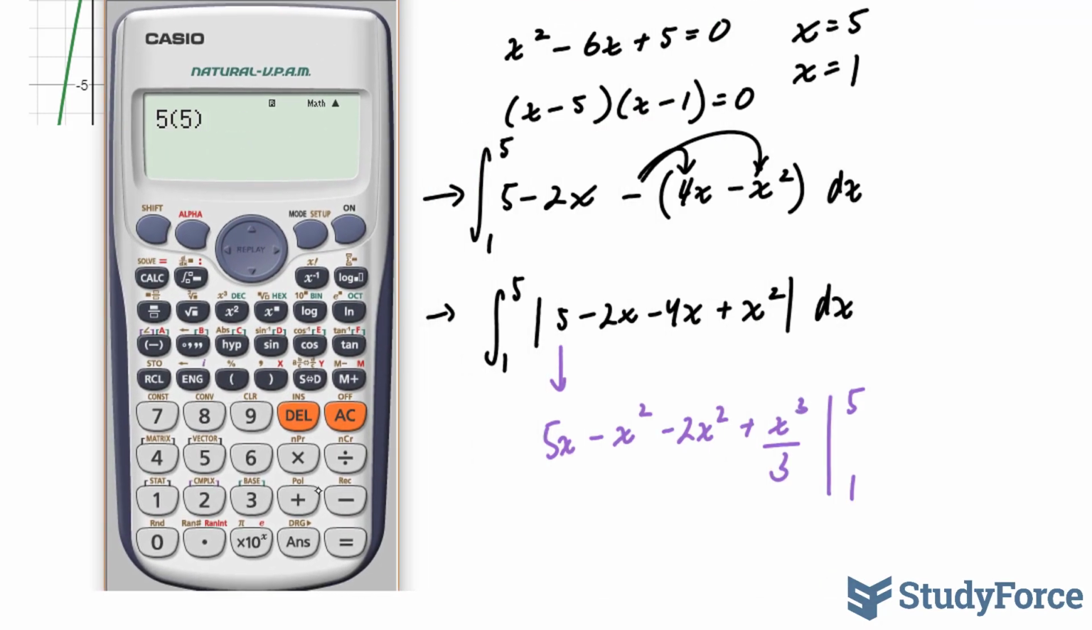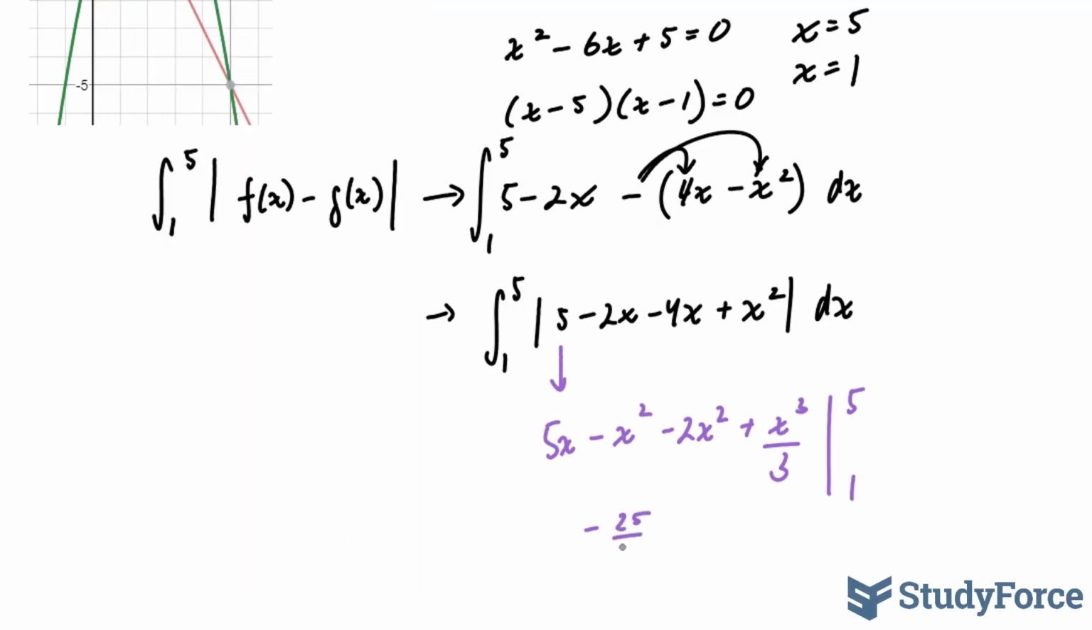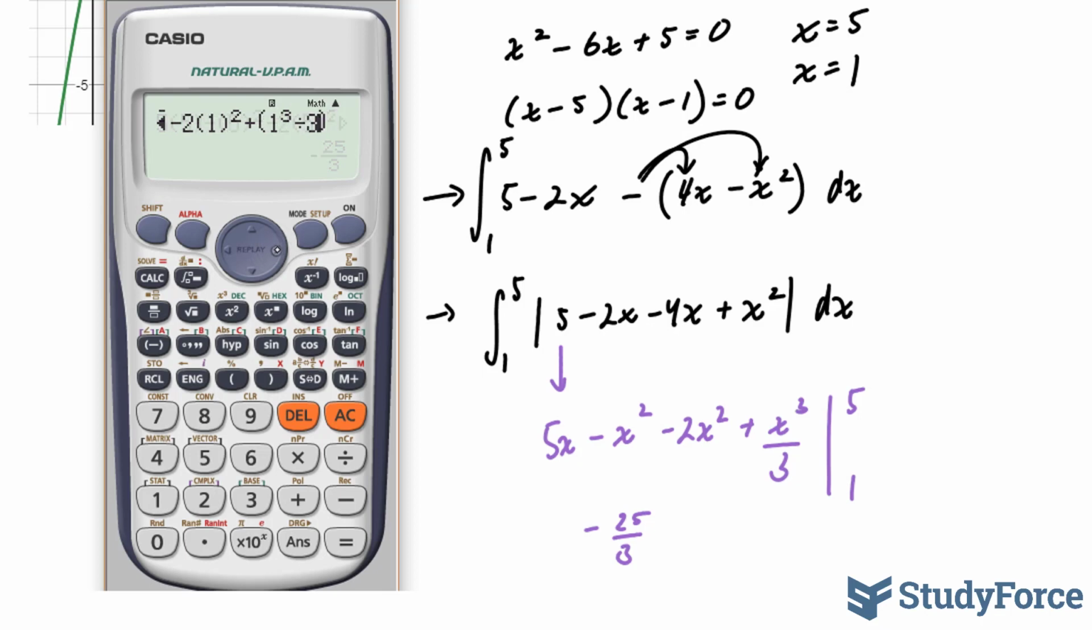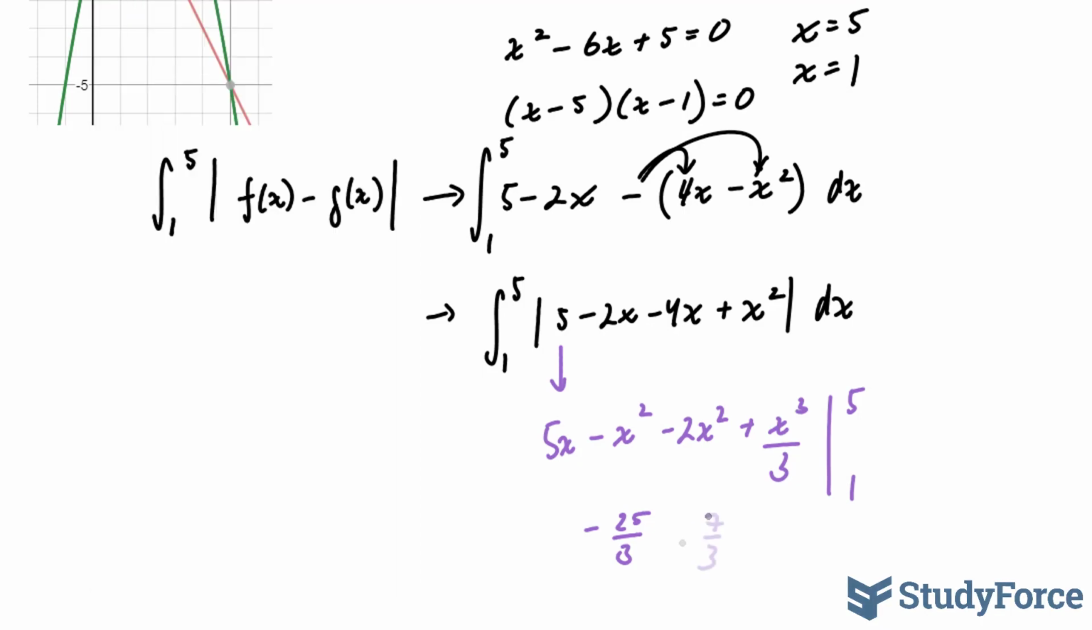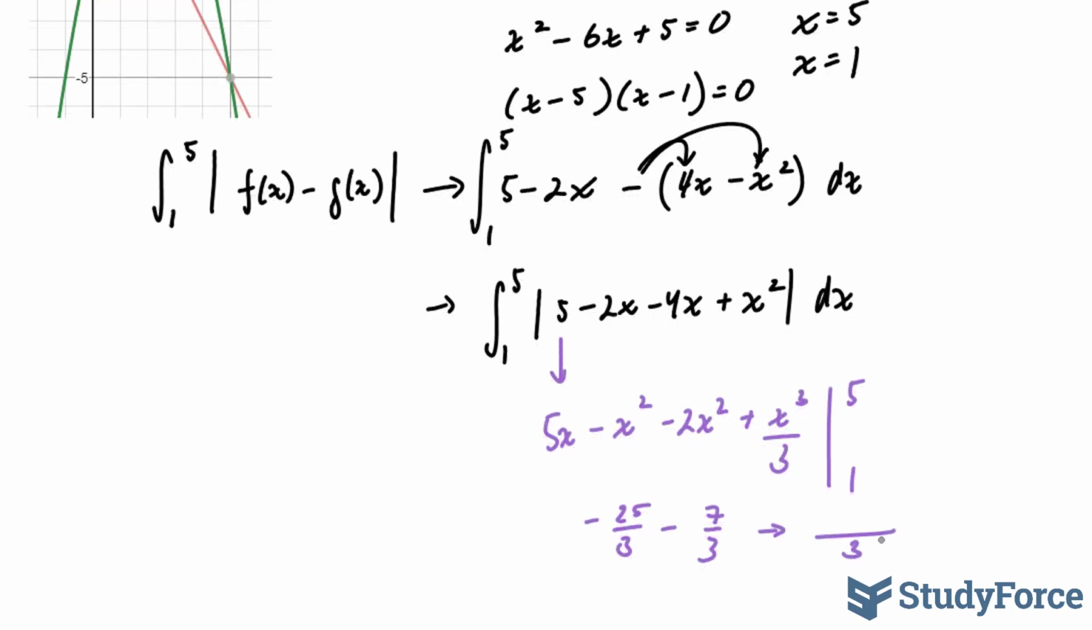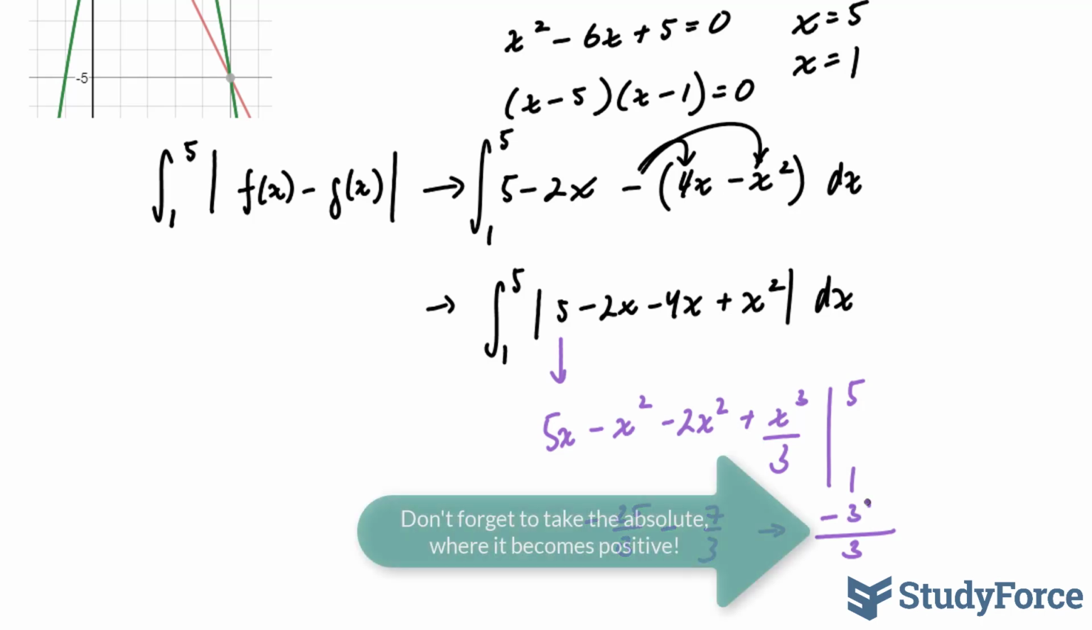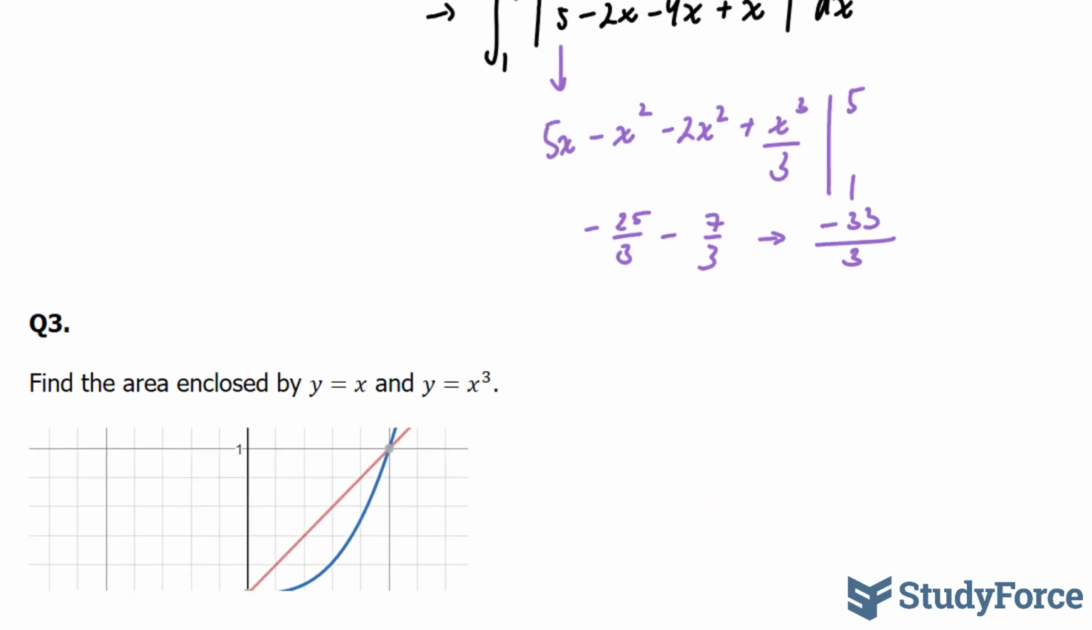5 times 5 minus divided by 3 gives us negative 25 over 3. Negative 25 over 3. We're going to do the exact same thing for 1. We're going to use our calculator once again. Divided by 3 gives us 7 over 3. We will subtract these. The denominators are the same, so we're going to keep the denominator the same at 3. Negative 25 minus 7 is equal to negative 33. And there you have it, the answer. Let's proceed on to the next question.